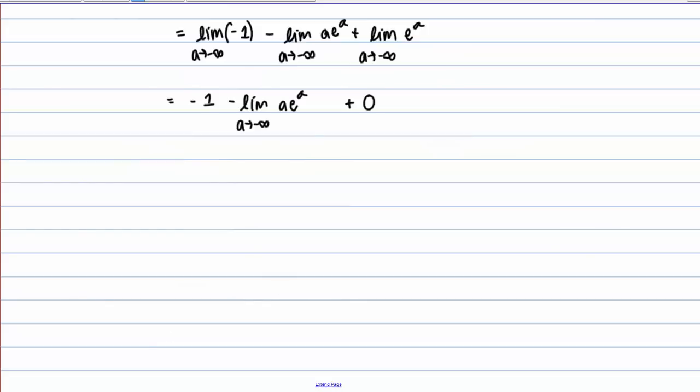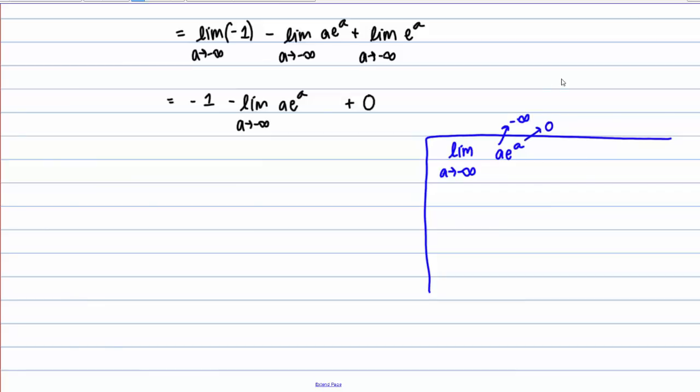So let's actually just look at that limit out to the side for a minute. So what's going on here? Well, as a goes to negative infinity, of course this a part is approaching negative infinity, but we just said that e to the a is approaching 0. So what we have here is actually an indeterminate form. Hopefully you remember this from when we studied this before. This is an indeterminate form, and a way we can evaluate this is by using something called L'Hôpital's rule.